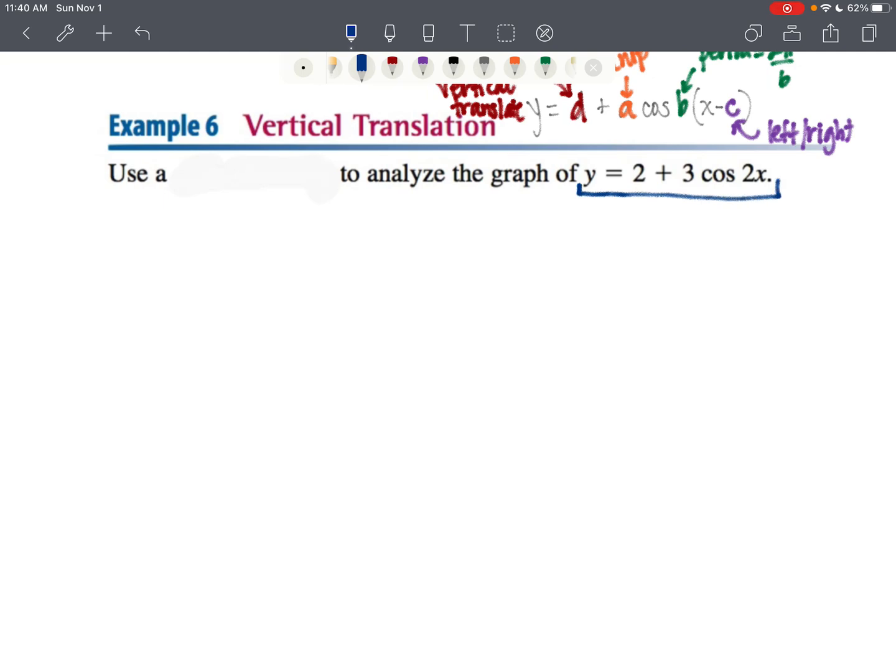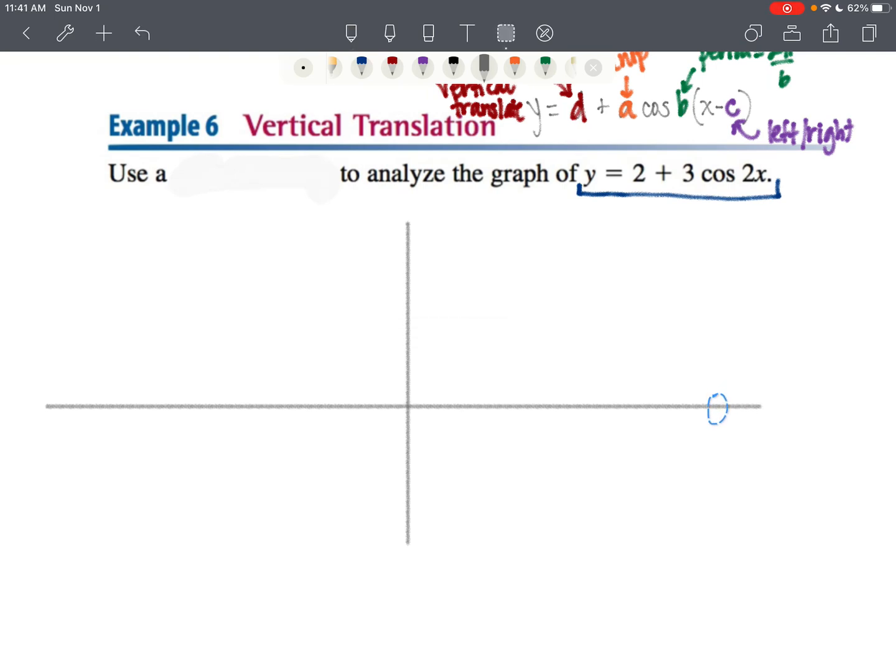This is one of my favorite graphs because it's got some really good parts to it. The amplitude has changed, the period has been affected, and we have a vertical translation. The midline is not on the x-axis. So in this case, let me move this down a little bit. In this case, it's going to be shifted up 2 units.